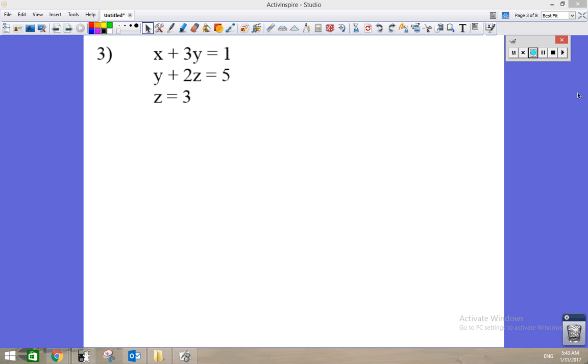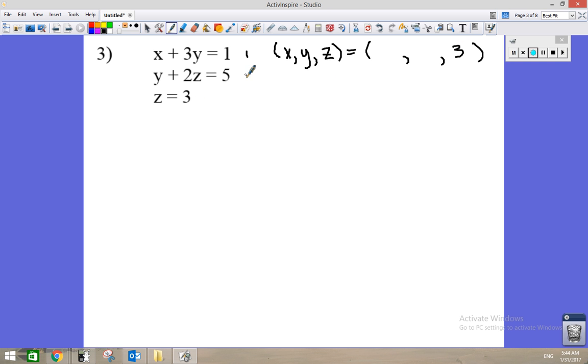Alright, so let's take a look at a couple more problems. We've got three equations and three unknowns. They'll refer to this as a system of linear equations. They're telling us what z equals. So remember that our goal is to determine the value for each of these variables for x, y, and z. And they've already told us that z is equal to 3.